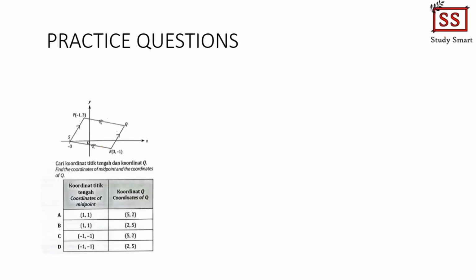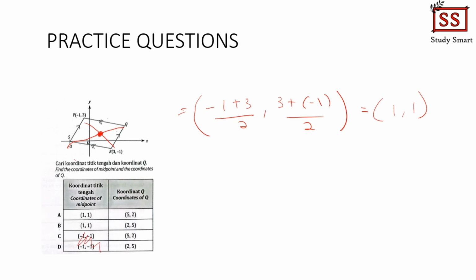Okay, let's do one last question. So find the coordinates of the midpoint and the coordinates of Q. So the midpoint will be somewhere around here, somewhere in between. It's easy to find the midpoint because they already give the values of P and R. So we can find the midpoint based on the coordinates of P and R. So your answer should be (1, 1). This is the midpoint. So your answer should be A or B.